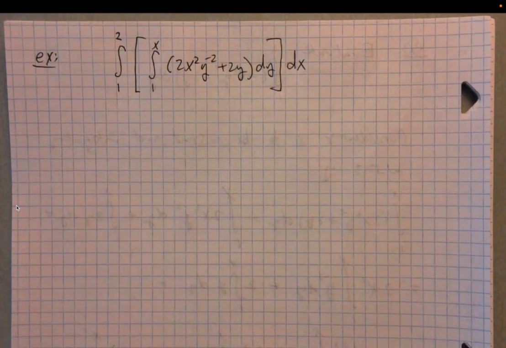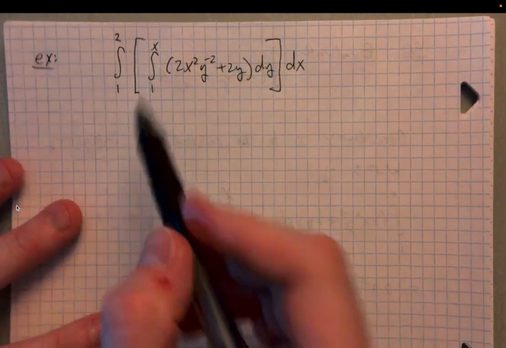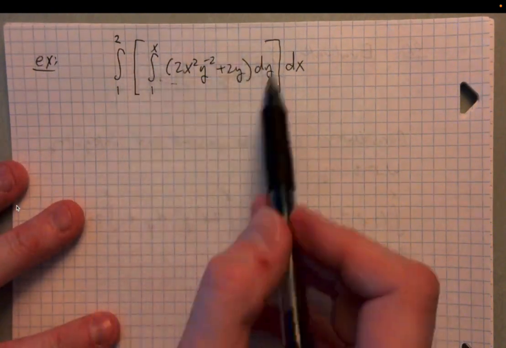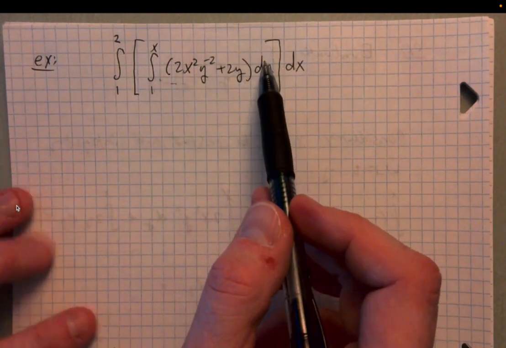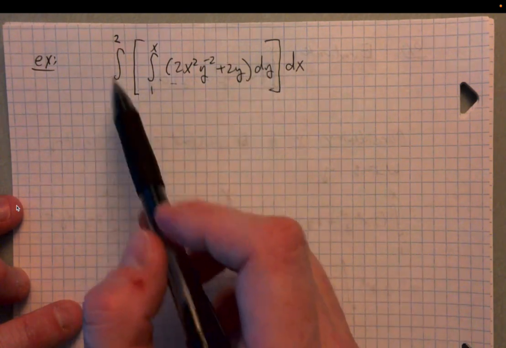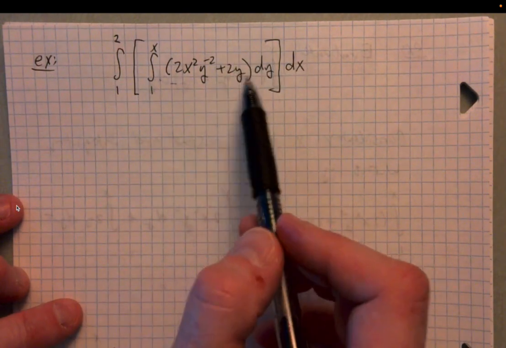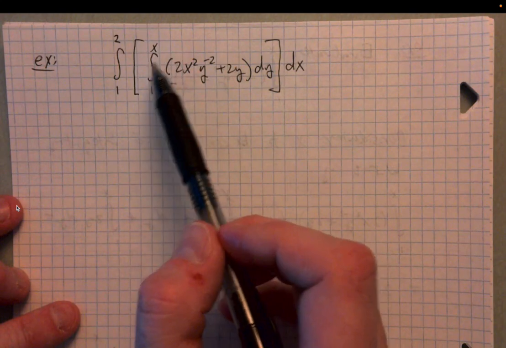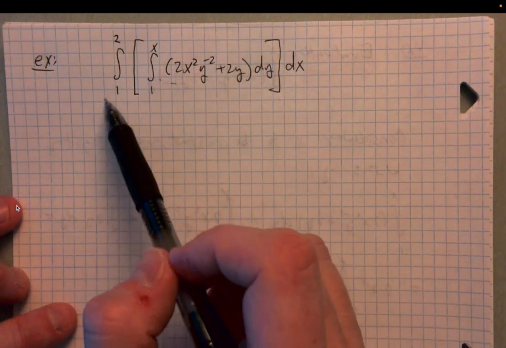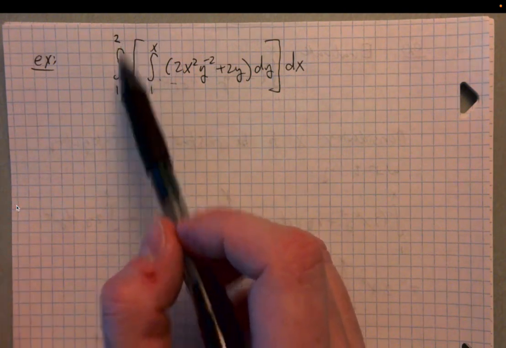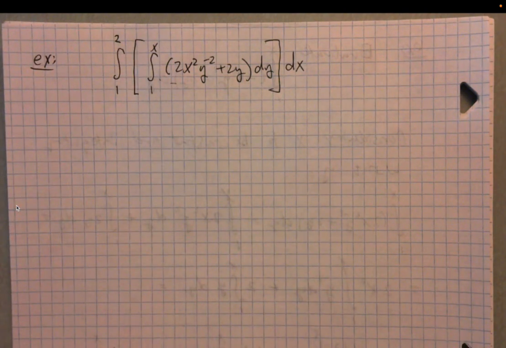Okay, so this is a multiple integral, right? This inner piece here is the problem we just did. So what we've done is we've added an integral. We want to integrate the function that is the result of this inner integral with respect to these real value limits.